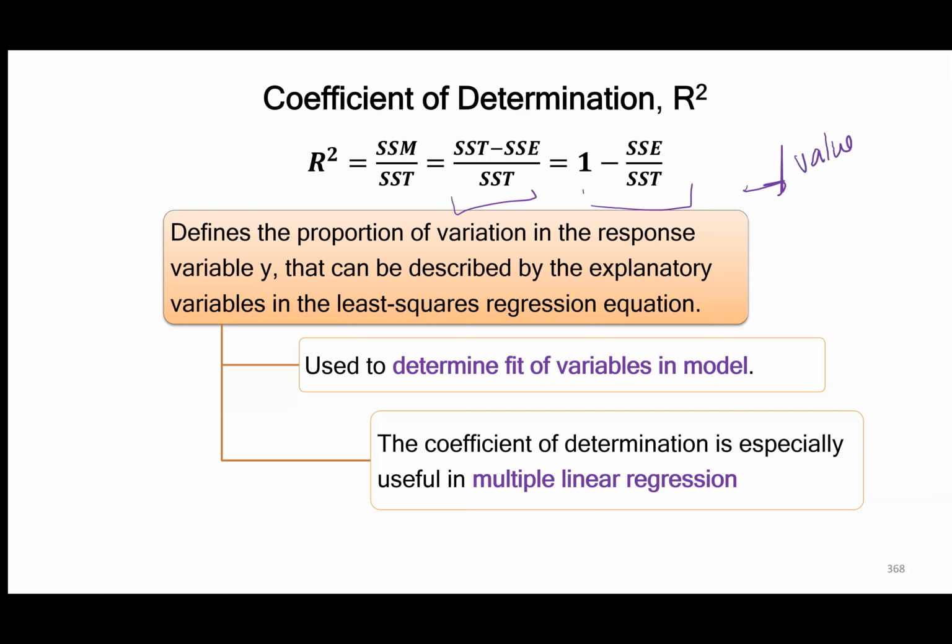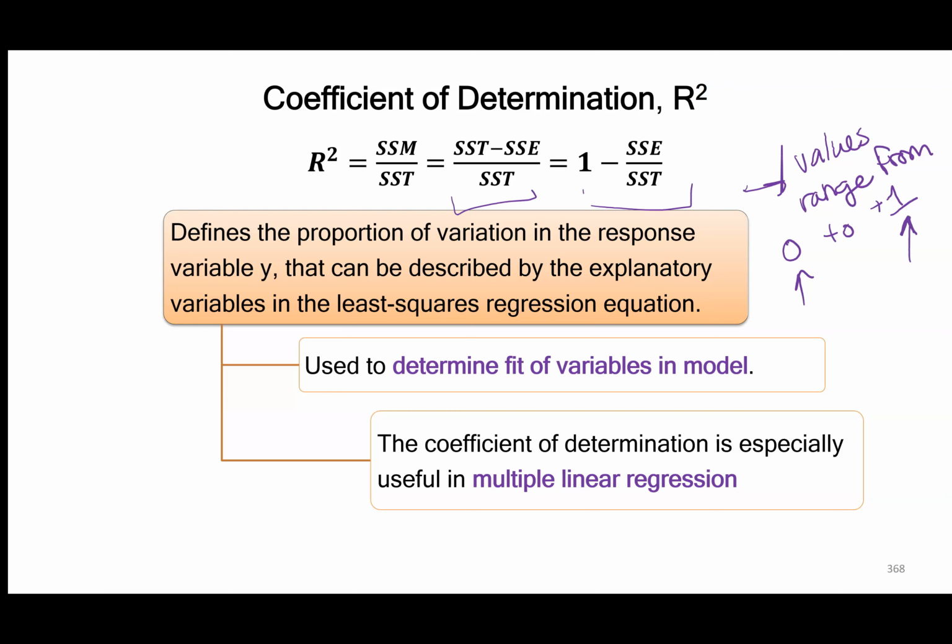Values range from 0 to positive 1. Values near 0 mean a very bad fit, a very, very small percentage of the variability in Y, or body fat percentage, is explained by the explanatory variables.